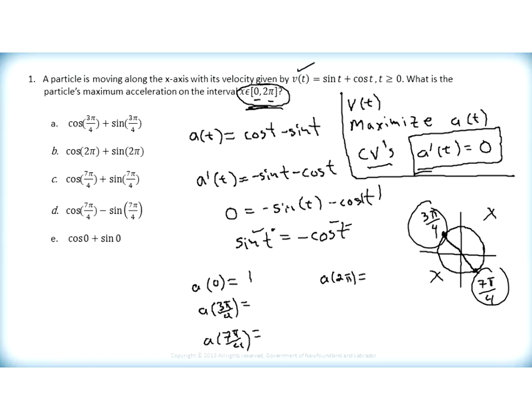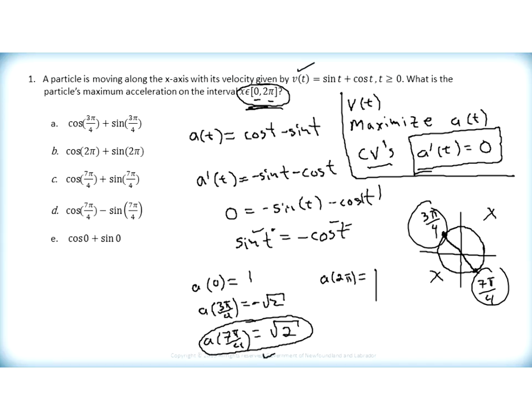At 3 pi over 4, cosine is negative root 2 over 2, and sine is positive root 2 over 2, so that would give us a total of negative square root 2. And at 7 pi over 4, the cosine is positive root 2 over 2, where sine is negative, so they'd add up to give us a total of positive root 2. And at 2 pi, cosine is going to be equal to 1, and sine is going to be equal to 0. So we have that much. So it looks to me like the maximum value of acceleration is here at 7 pi over 4.